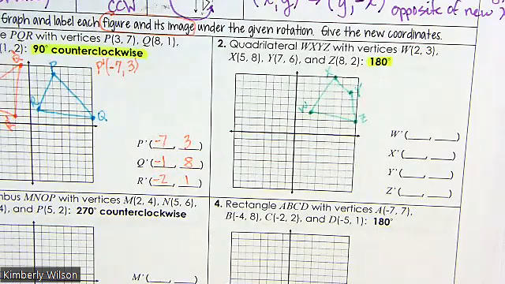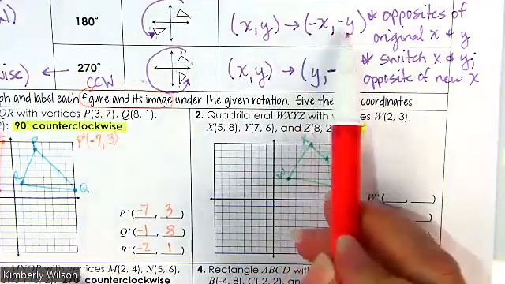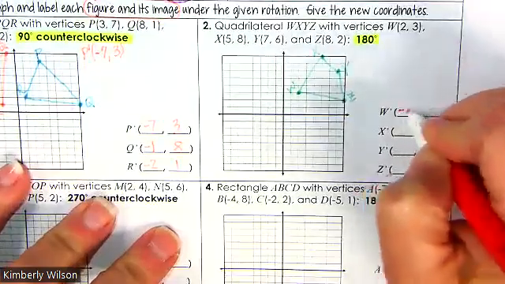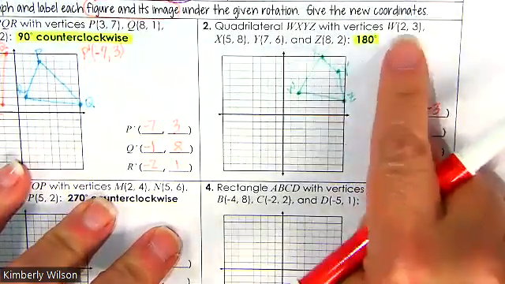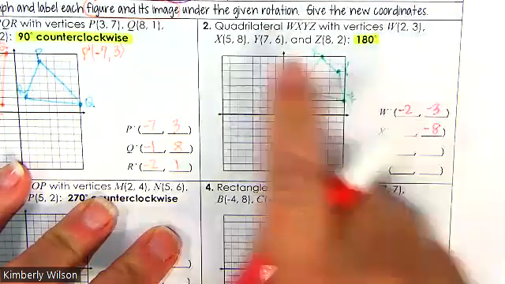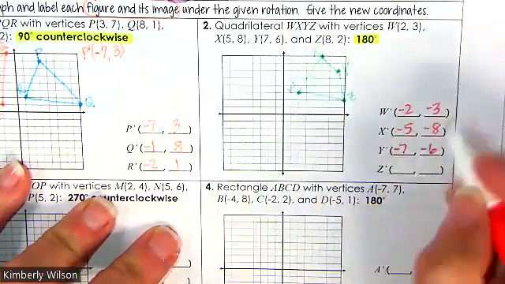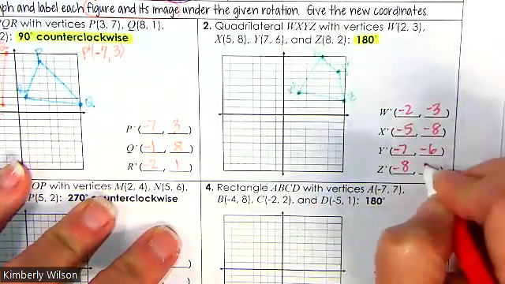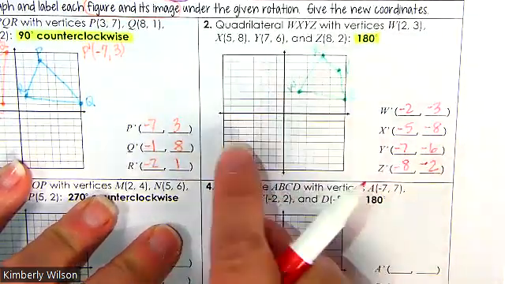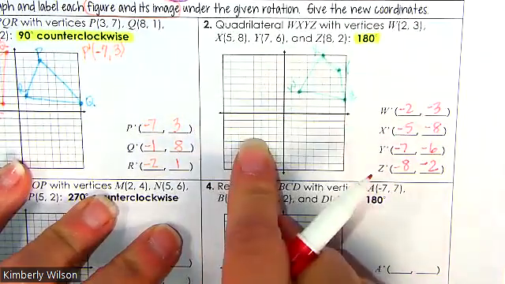Next one. Now, based on the 180 in our algebra rule, it's just the opposite sign for the X and Y. So therefore, this is going to become -2, -3 for W. X is -5, -8. Y is -7, -6. Z is -8, -2. Well, since this is in quadrant 1, it should be located over here in quadrant 3 because this is 90, this is 180.